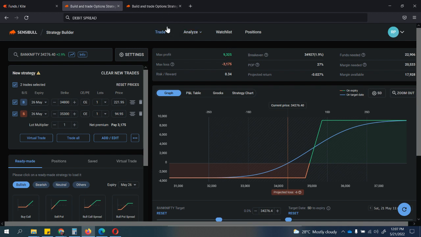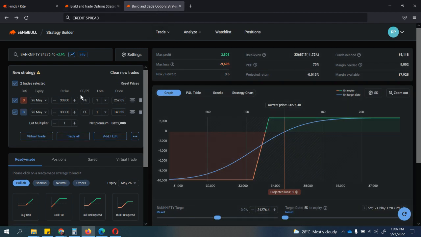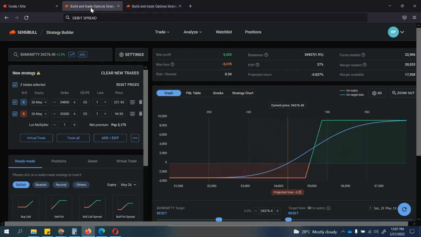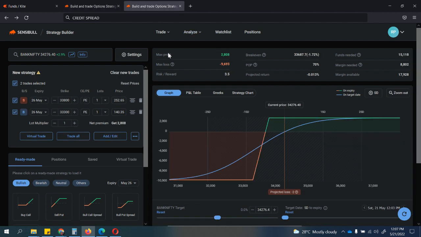It is 1:3. Okay, so what is credit spread? We sell one at 33,800, and we buy one at 33,300. Looking at the risk to reward, this is the opposite of your debit spread. This is a credit spread. 3,000 is your profit and 9,000 is your loss. Check, pause the video and check. For the debit spread you have 9,000 profit and 3,000 loss, but for the credit spread you have 3,000 as profit and 9,000 as loss.